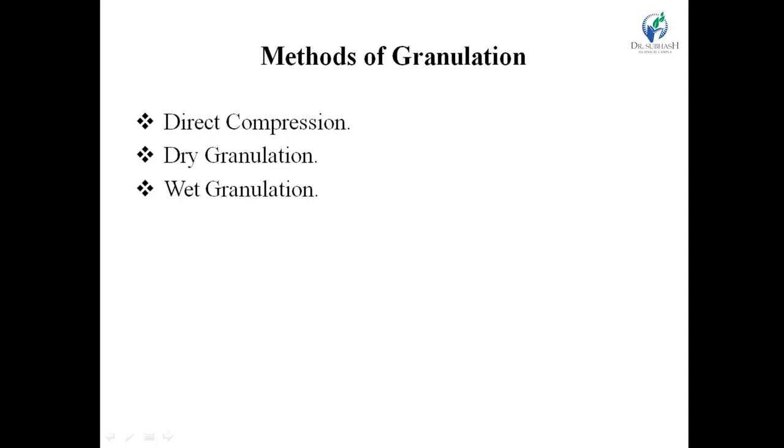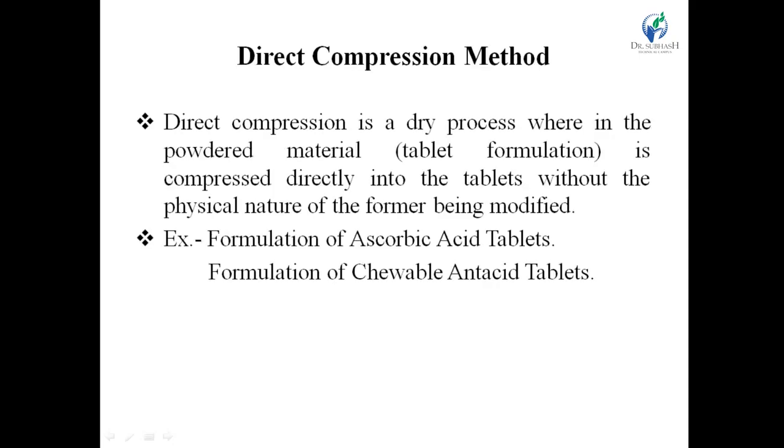Methods of granulation. First one is direct compression method. Second one is dry granulation method. And next one is wet granulation method. First one is direct compression method. Direct compression is a dry process wherein the powdered material is compressed directly into tablets without the physical nature of the material being modified. That means direct compression is a dry process in which a powder material is compressed with the help of a tablet compression machine.